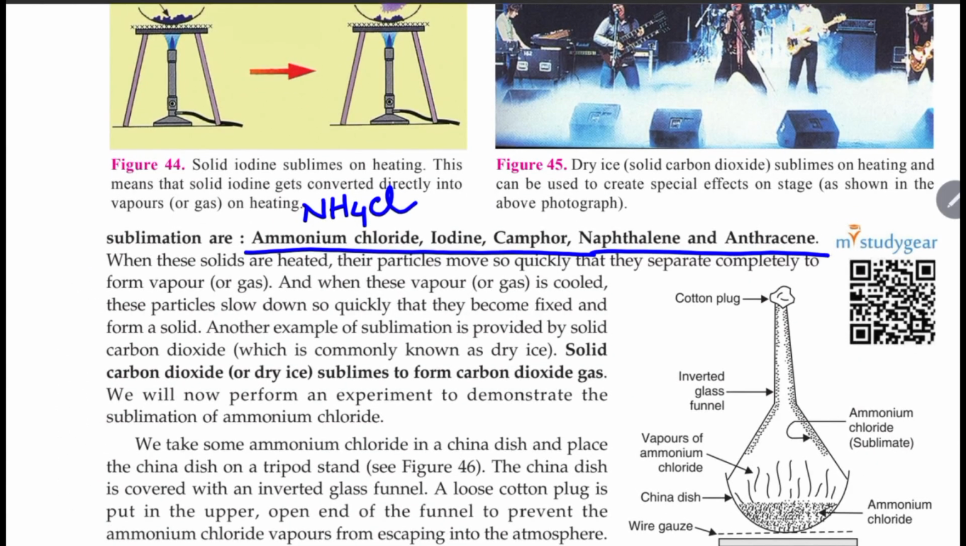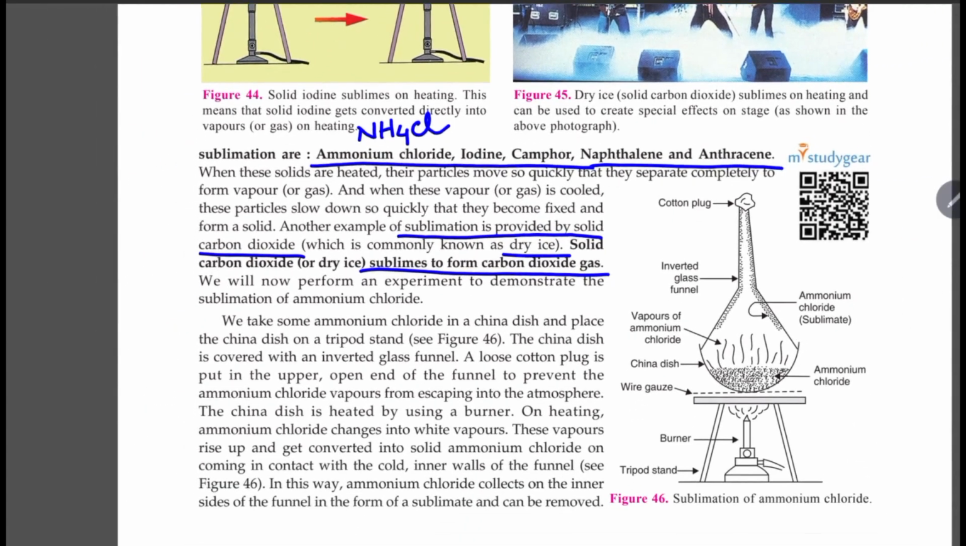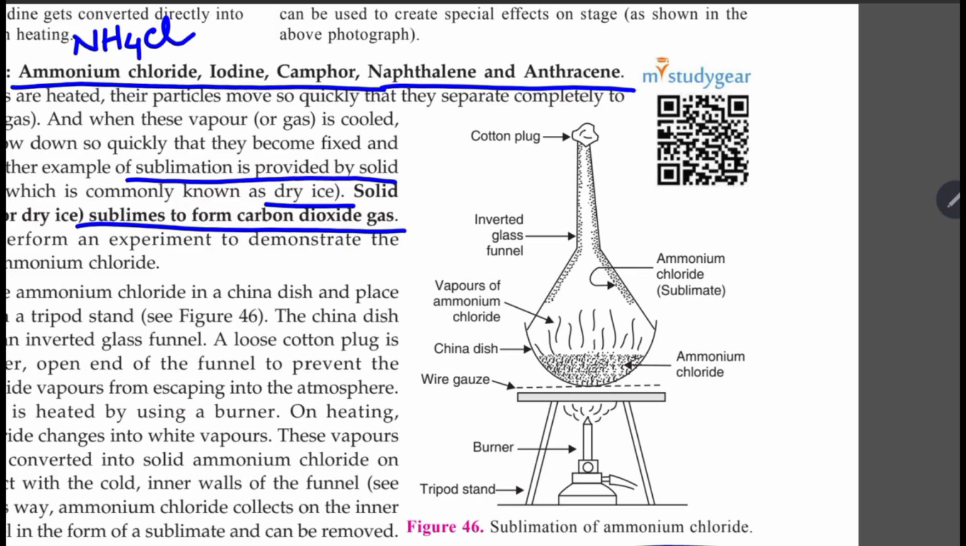Now, this is another fact that we need to see, that is, sublimation is shown by solid carbon dioxide or dry ice. Dry ice is solid carbon dioxide. Now this sublimes to the gaseous form, which is carbon dioxide gas. Here is an activity of this sublimation of ammonium chloride. Similarly, you can do this activity with camphor as well.